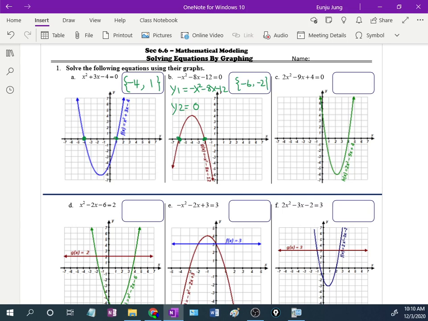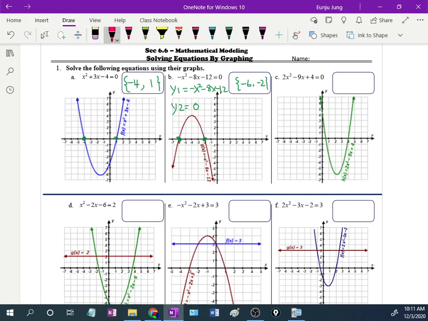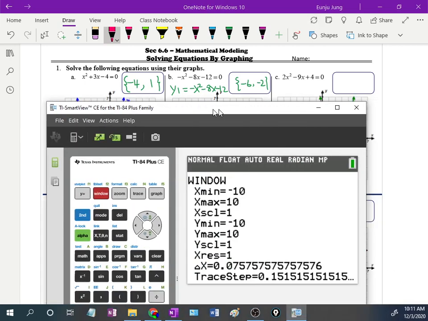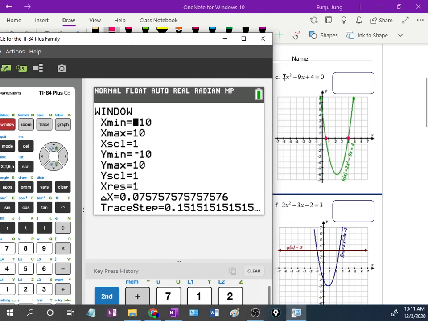Question C, it is graphed, but I'm not sure what is that exact location. We can guess. Yeah, my best guess is 0.5. Agree? Yeah, but I'm not sure. So I'm going to use technology to verify it, okay? So let's use calculator. If I have to do algebra, I will factor and then I'll check. If it is not possible to factor, I'll use quadratic formula to find the answer.